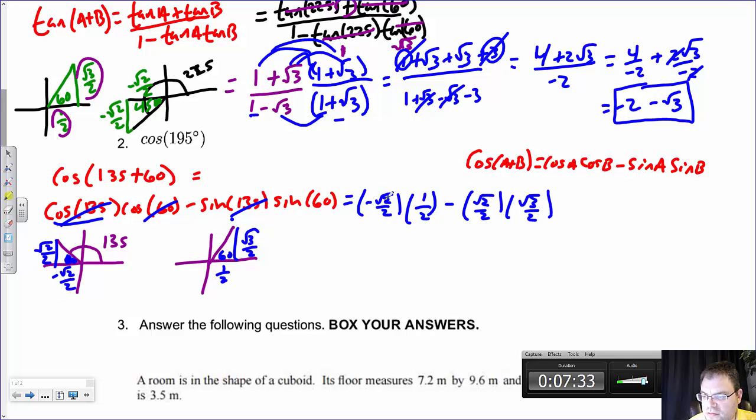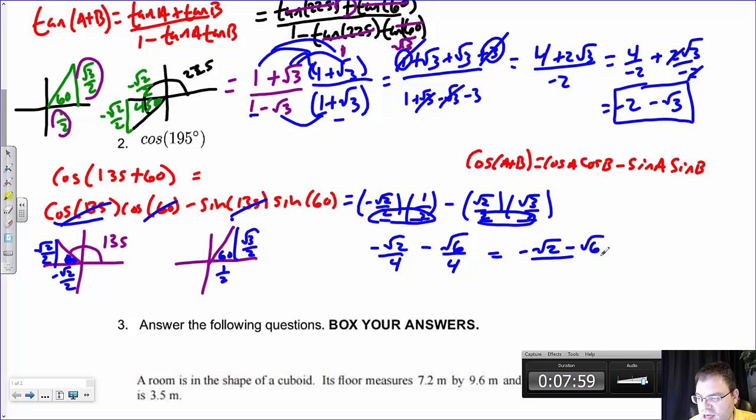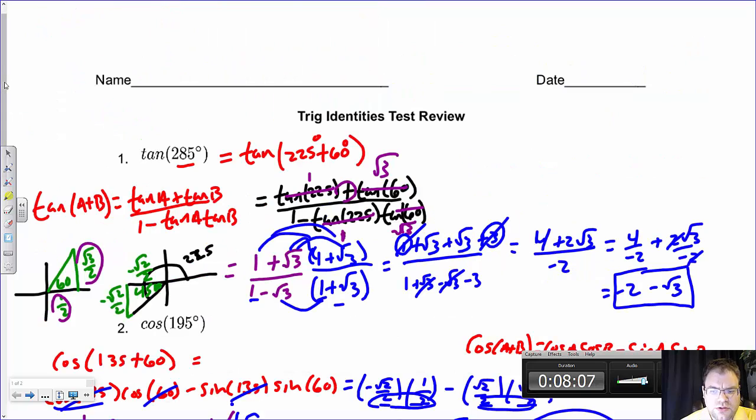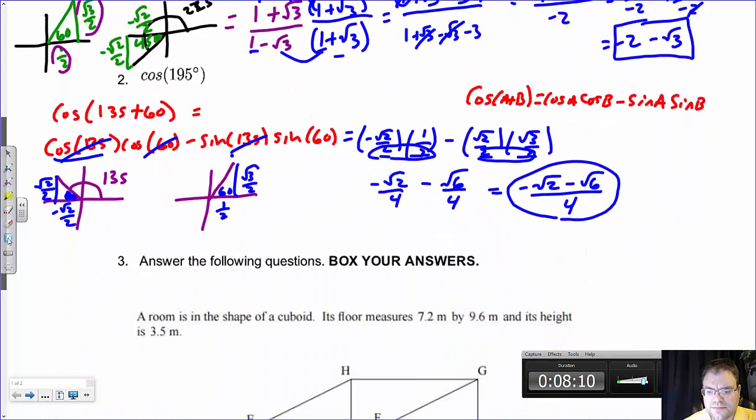So we just multiply straight across. Negative root 2 times 1 is negative root 2. Now we have a minus sign. Root 2 times root 3 is root 6. I now have a 2 times 2 and then a 2 times 2. So here I'll have a denominator of 4, and here I'll have the denominator of 4. So technically I could write it as this, both over 4, but I'm going to combine it as one fraction and say it's negative root 2 minus root 6 all over the common denominator that you see here, which is 4. So that's my solution for that one. It's pretty straightforward. Let's go on to the next question.